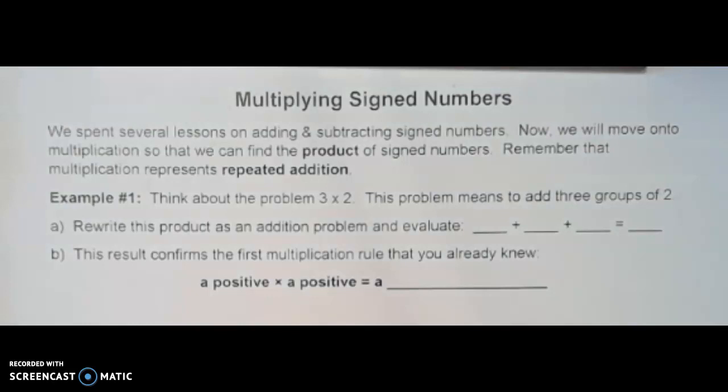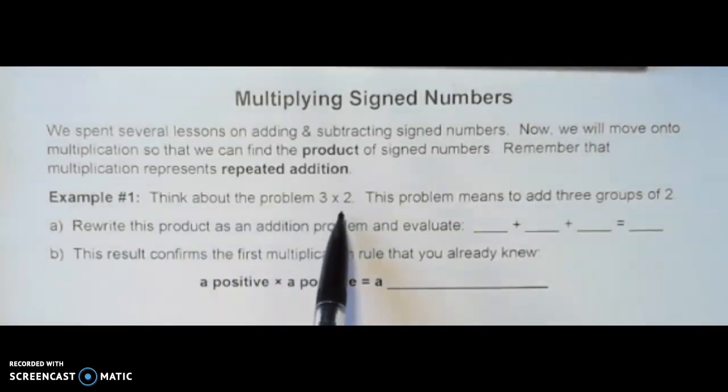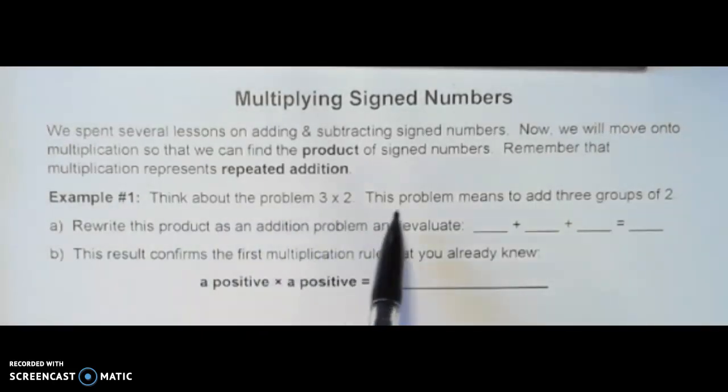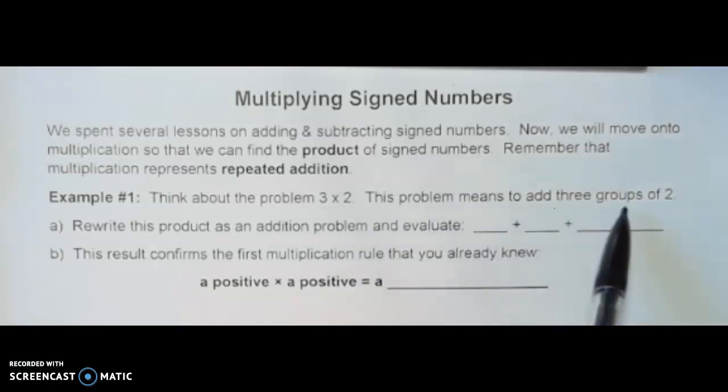So we're going to look at a few different cases of multiplication here today to understand what the signs mean and how they are used in order to come up with a product. And we're going to start out with the most basic type of multiplication problem that you learned a long time ago, a positive number multiplied by another positive number. In example number 1, think about the problem 3 times 2. This problem means to add 3 groups of 2.